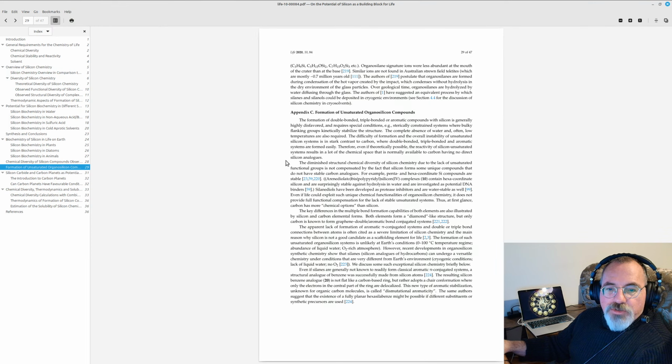The diminished structural chemical diversity of silicon chemistry due to the lack of unsaturated functional groups is not compensated by the fact that silicon forms some unique compounds that do not have stable carbon analogues. For example, penta and hexa-coordinate silicon compounds are stable.